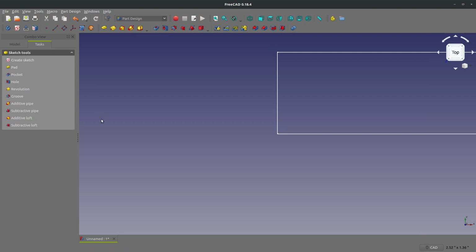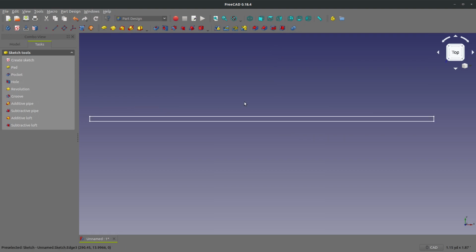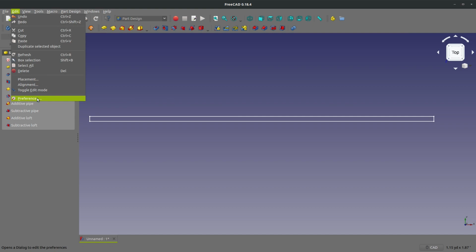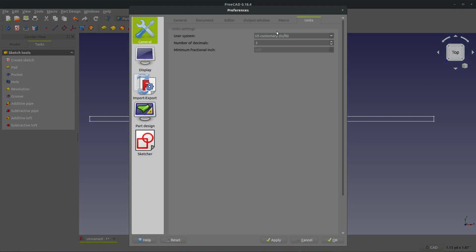So let's close this sketch and take a look at the way to fix it, because it really is quite easy. In preferences, units, I have US customary, inch and pound. What I need to have is imperial decimal. And I prefer 3 decimal places for inches, but that's just me.